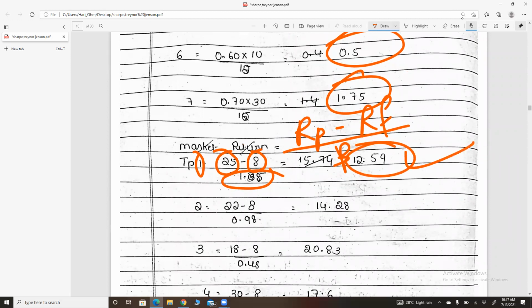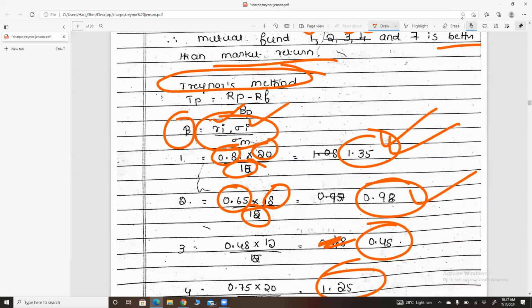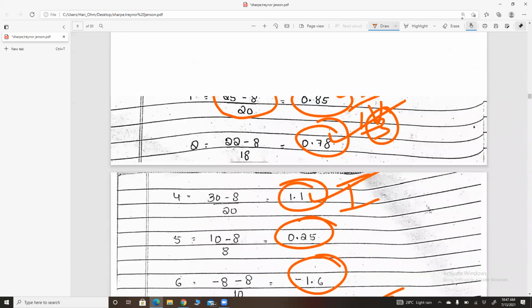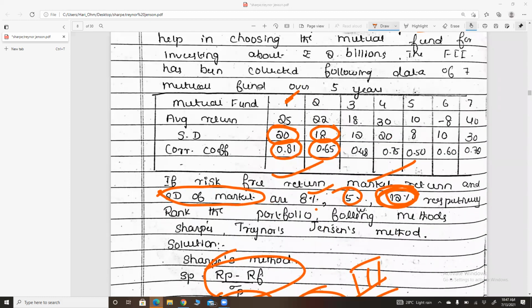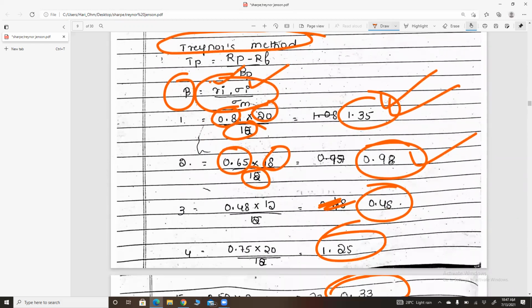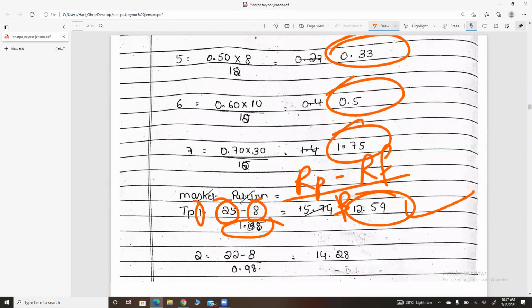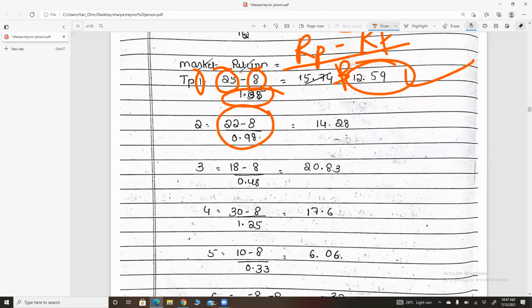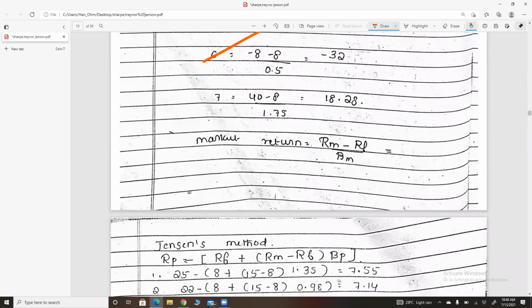Then for the second mutual fund, what about the average return? 22, right? 22 minus 8, that is RF, divided by beta. Just now we calculated beta, here it is, 0.98. Is it clear? So check the answers. 22 minus 8 divided by 0.98, so the answer is 14.28. Like that, calculate for the third mutual fund, fourth, fifth, sixth, and seventh.